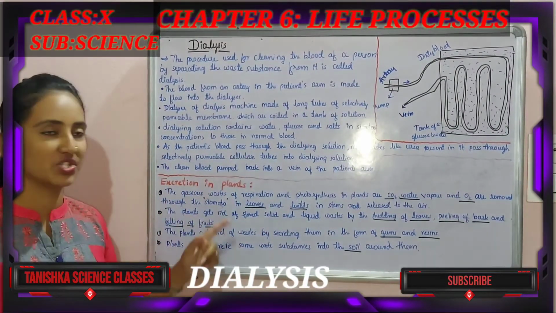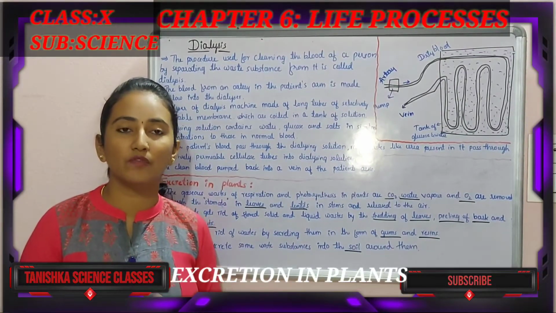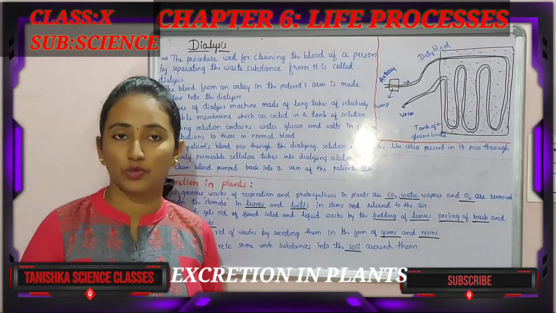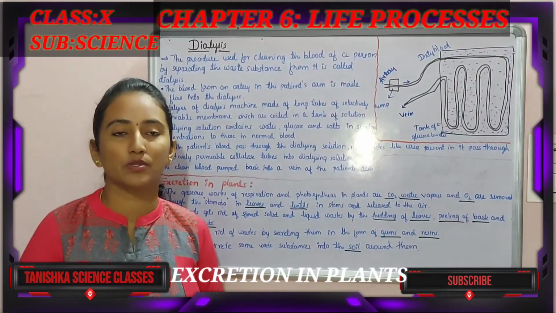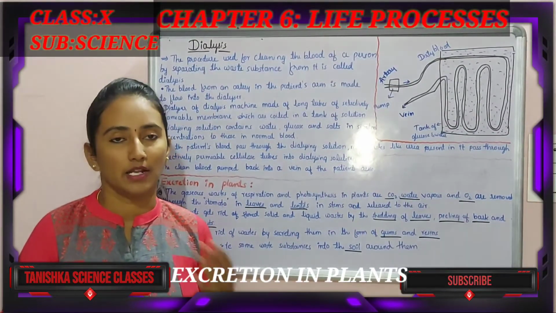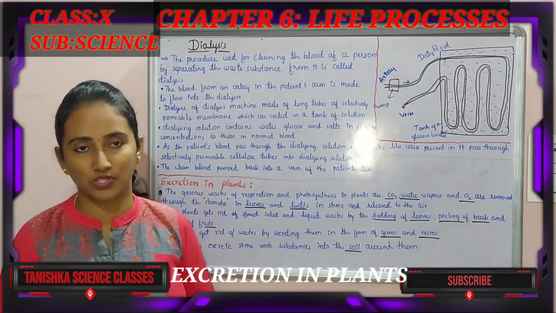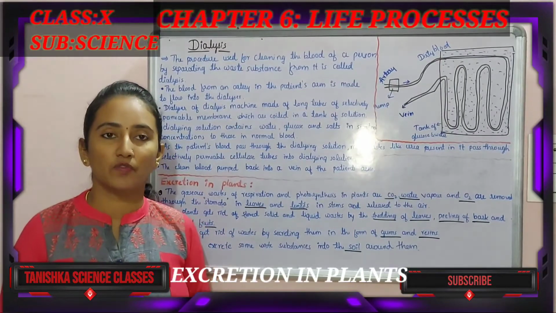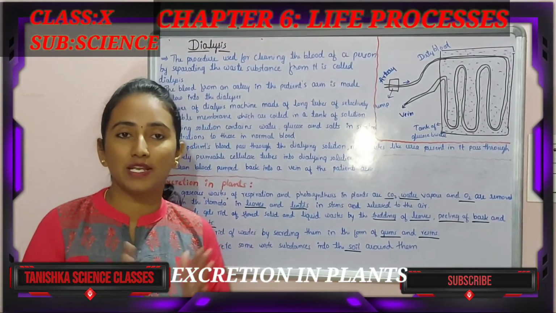Next we'll go to excretion in plants. As we know, all living organisms perform the life processes: nutrition, digestion, transportation and excretion. All those life processes take place in living organisms. In the same way, plants also perform the process of excretion. You know that they do not have particular parts to perform this excretion, so how do they do it? There are various parts.